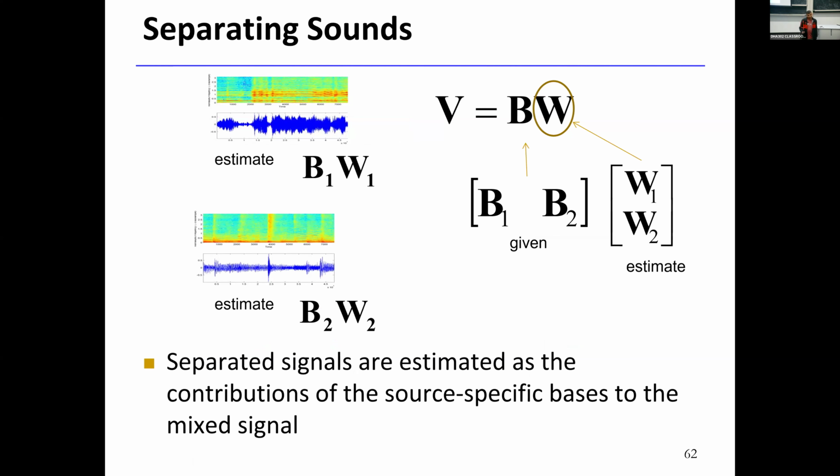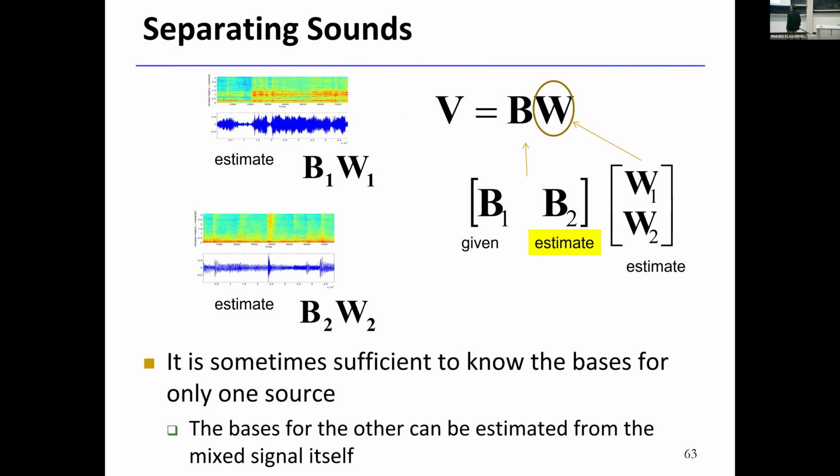Again, this is 4 lines of MATLAB code. And you can go one step further. It turns out that I don't even need to know the second set of bases B2. If I only know B1, I can use the same update rules and estimate B2 and W1 and W2 all together at once, because again, this is just matrix decomposition, right? We know how to do this. So how does that work?